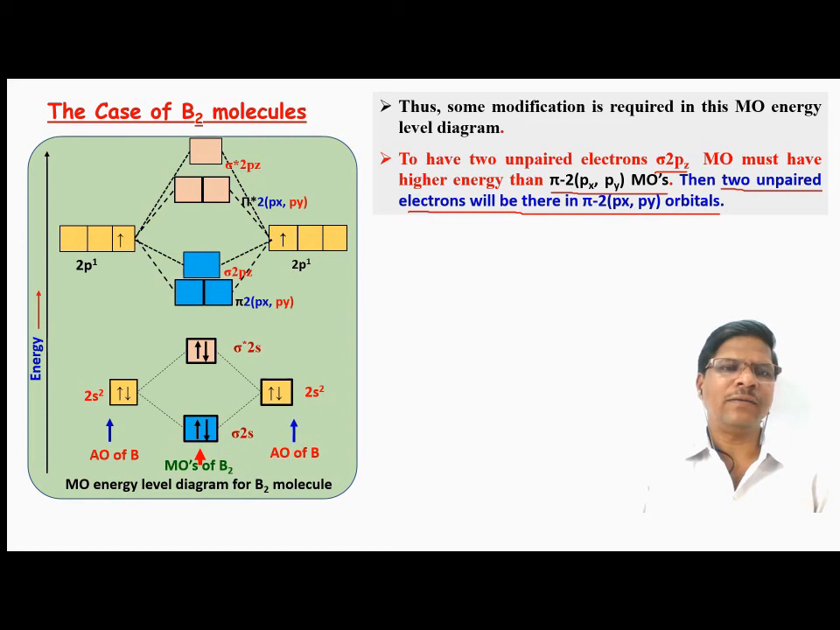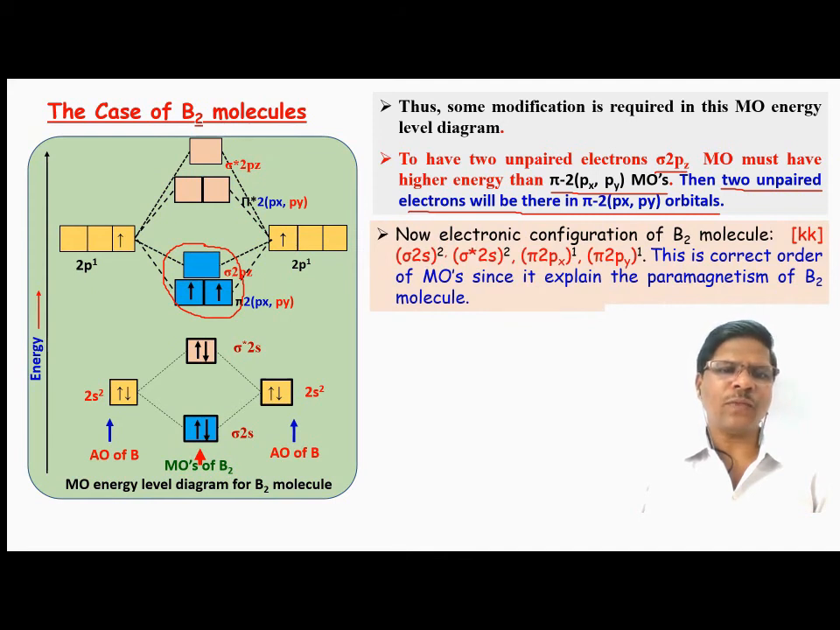Now we'll see. There is a change here. Pi 2px is lower in energy and sigma 2pz is higher in energy. Then the two electrons will be fed into the pi 2px and pi 2py, and they will remain in the unpaired state. Okay. So the boron molecule electronic configuration is KK. This is for the 1s non-bonding orbitals of each boron atom. Then sigma 2s2, sigma star 2s2, pi 2px1, pi 2py1.